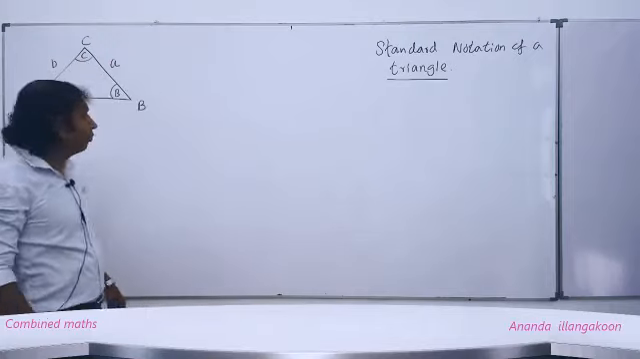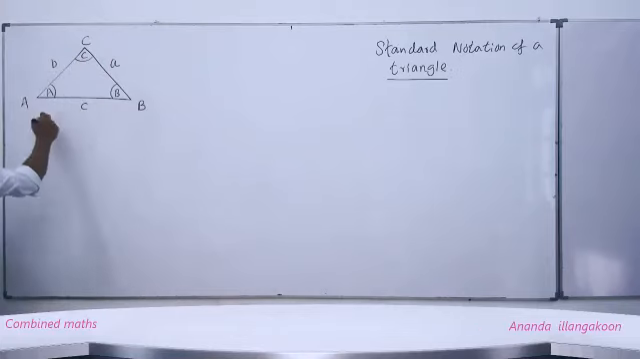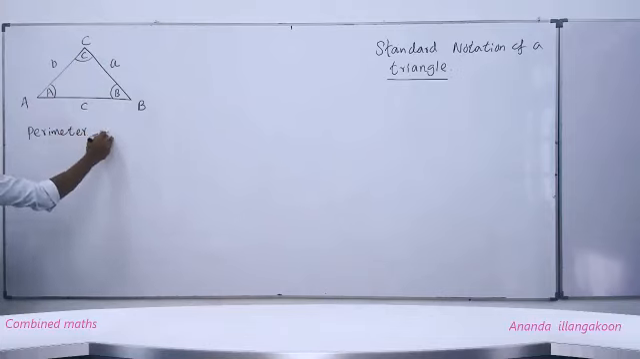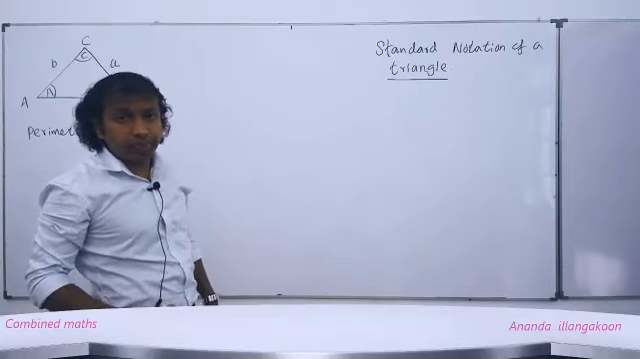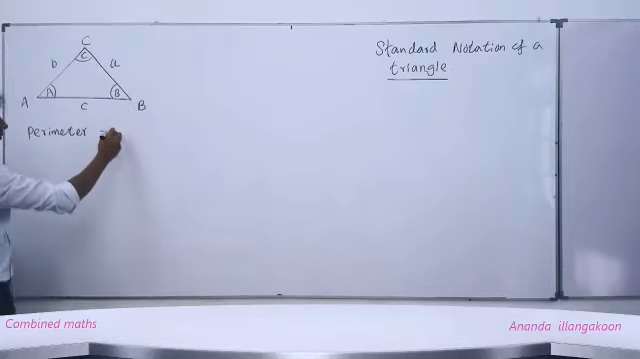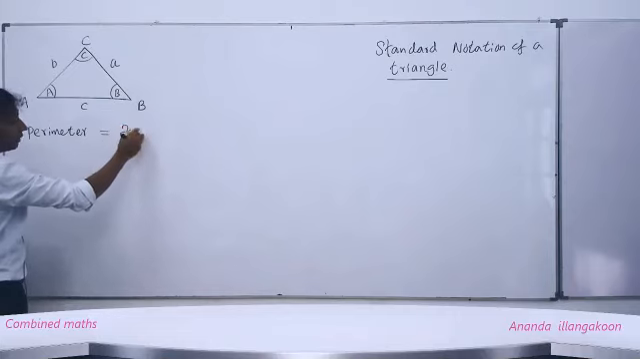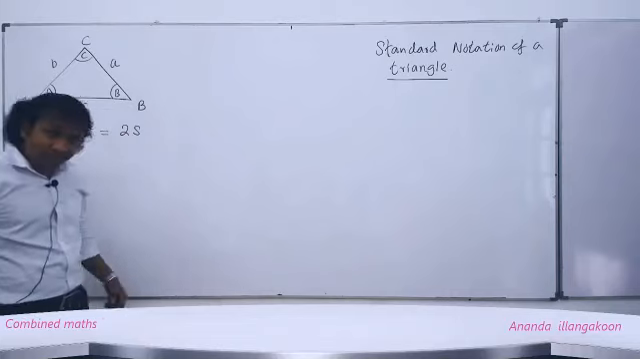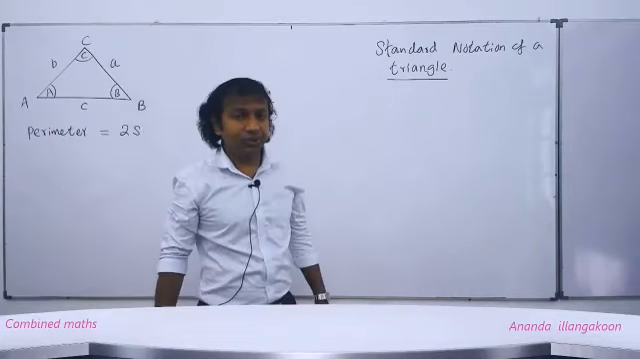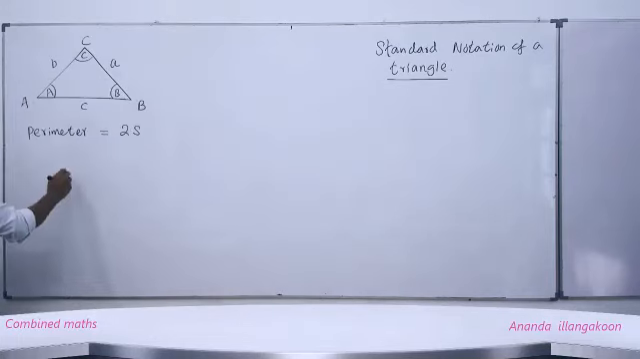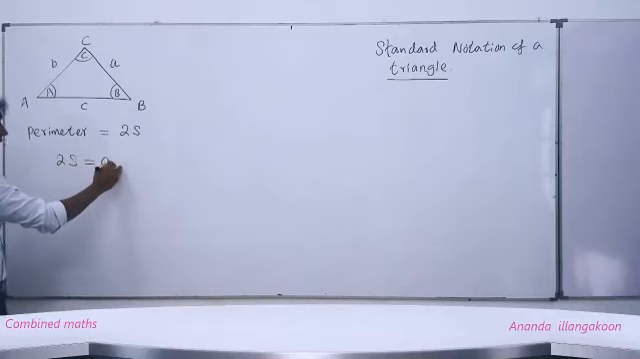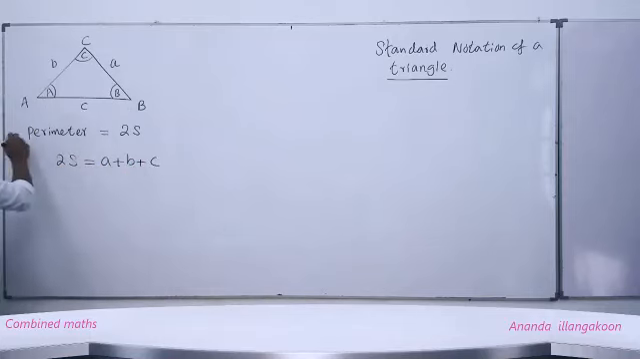And you know the perimeter. Perimeter of this triangle. Perimeter means the sum of the lengths of the sides. Perimeter is denoted in two ways. You might ask, why two? That's the standard way. No more questions. What are the two ways? One is a plus b plus c. Okay?